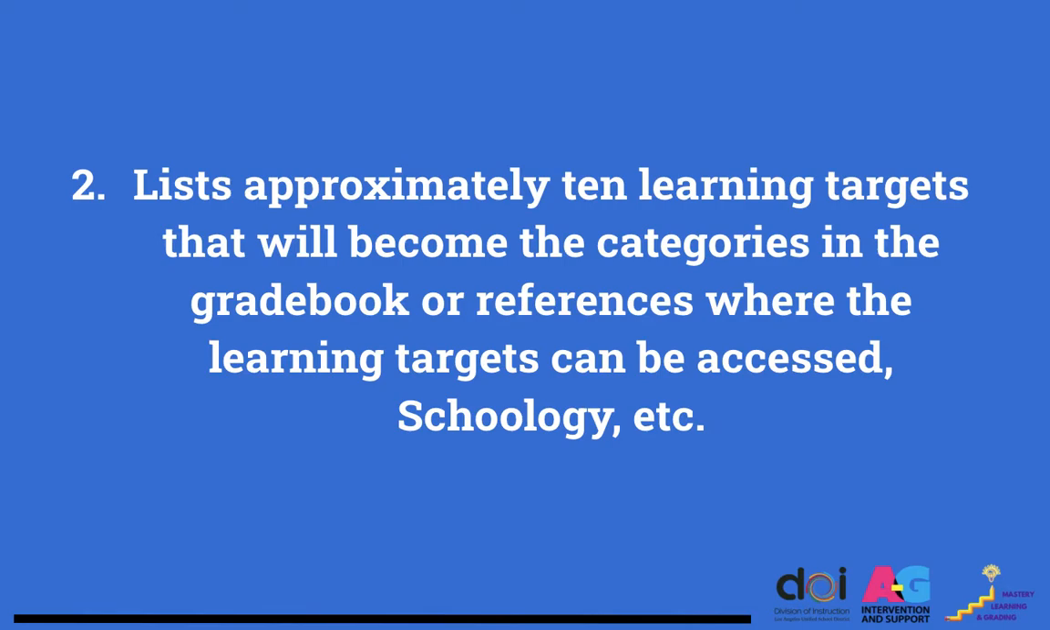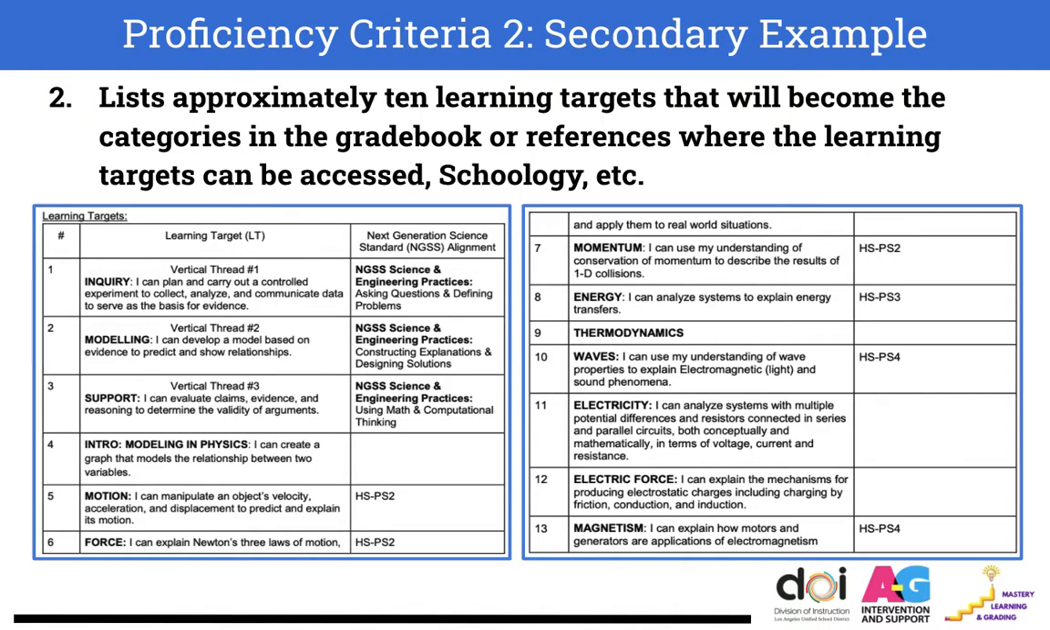The second criteria lists approximately 10 learning targets that will become the categories in the gradebook. In this example, we've chosen to show that there can be more than 10 learning targets. There can also be fewer than 10. But in this particular example, what's notable is that the teacher has outlined that 3 standards or 3 learning targets are going to be considered throughout the entire year. And then the remaining 10 targets are content specific.